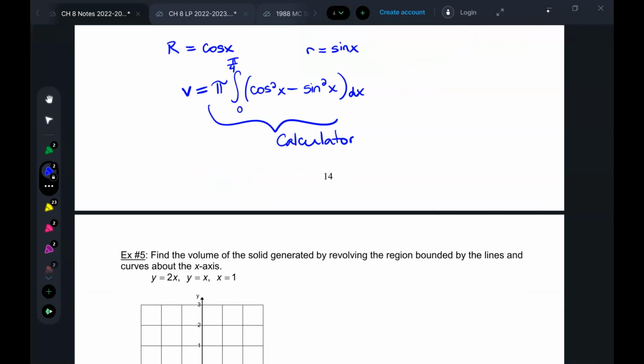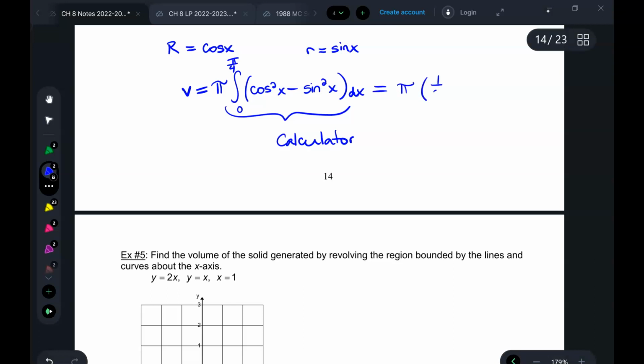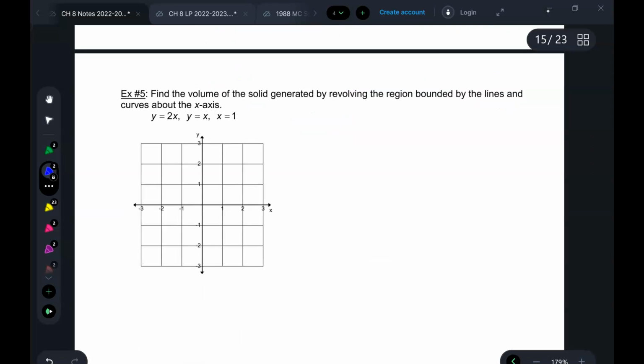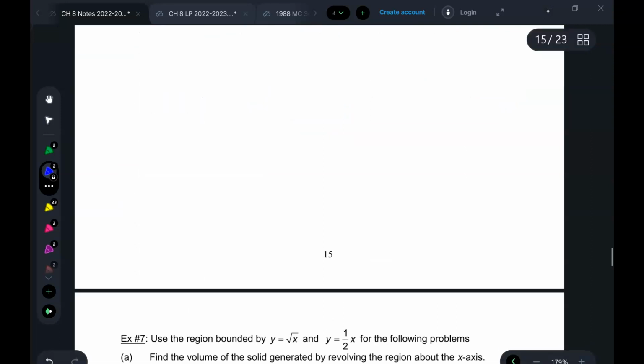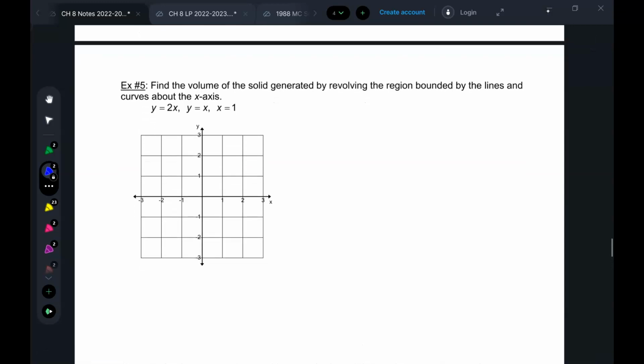What do we get? Well, sometimes I don't multiply the pi. If you just type in from 0 to pi over 4, that part, you'll get a half. So the answer is pi over 2. Or you could write it as a decimal. Everything on the test, unless I specify that I want it in exact form, is to 3 decimal places. Okay, good.